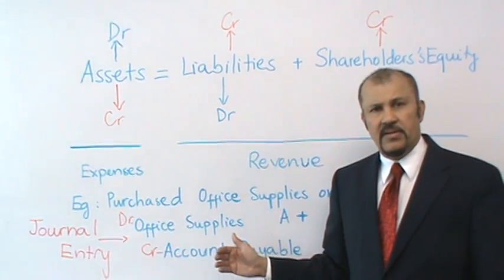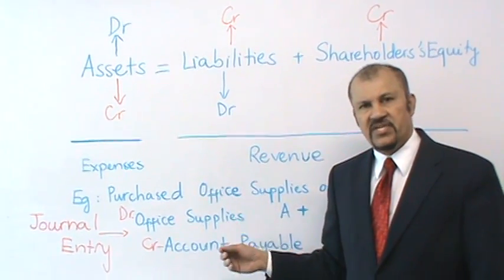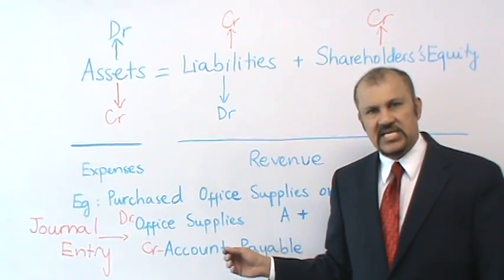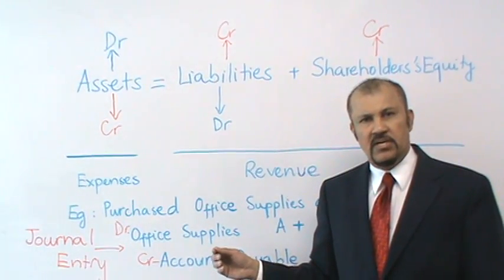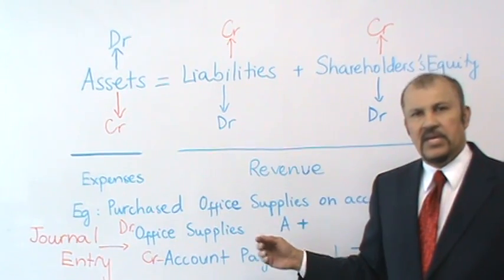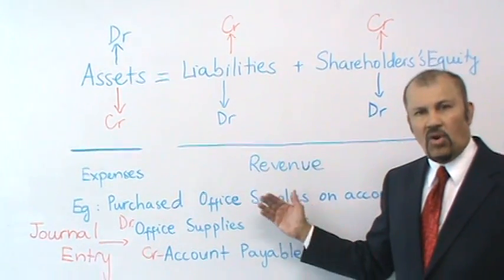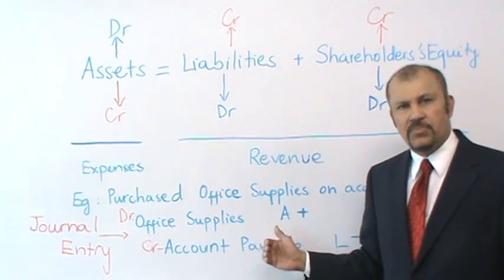So let's come back to our sample statement, purchased office supplies on account. The first step in our analytical process is to ask ourselves what specific accounts are affected. And the answer would be office supplies and accounts payable.